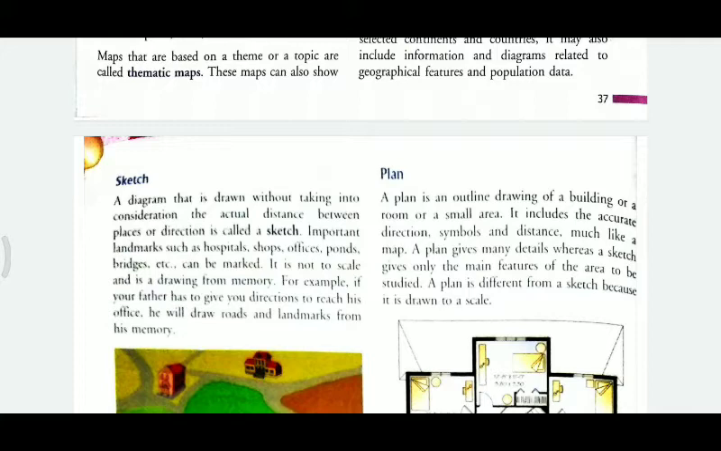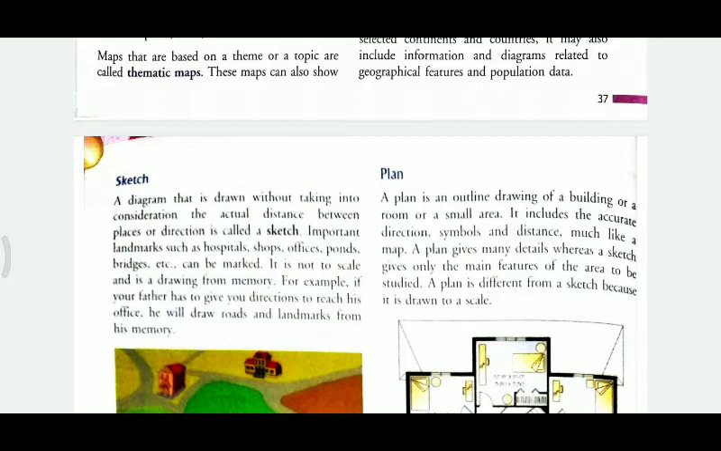Dear student, when we studied sketch, the direction in it is not accurate. There is no accurate direction. Here direction is accurate. It includes the accurate direction, symbols and distance, and here also usage of symbols and distance between two things, much like a map.